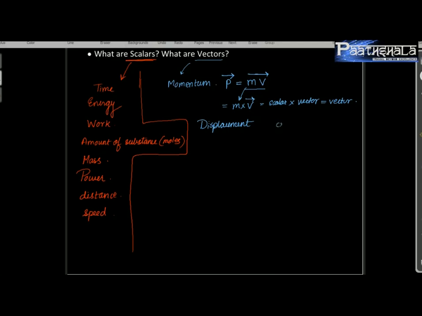So when I say that a guy called Rahul is standing over here, and he moves forward 10 meters, this 10 meter along with the arrow is the vector that represents the displacement of Rahul. Rahul's displacement vector.